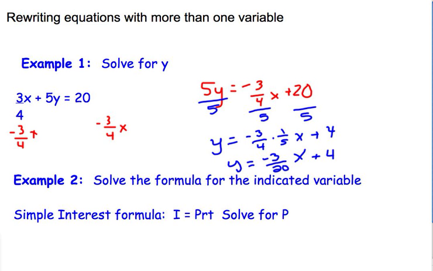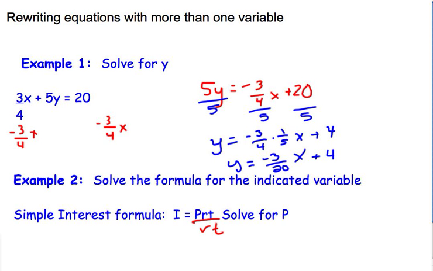In example 2, it wants us to take the simple interest formula, I equals the principal times the rate times the time, and we're going to solve for p. We'll look on the side where p is. P is being multiplied by 2 other components. Well, what's the opposite of multiplication? Division. All right, what are you dividing by? Everything that's not p. So r and t.